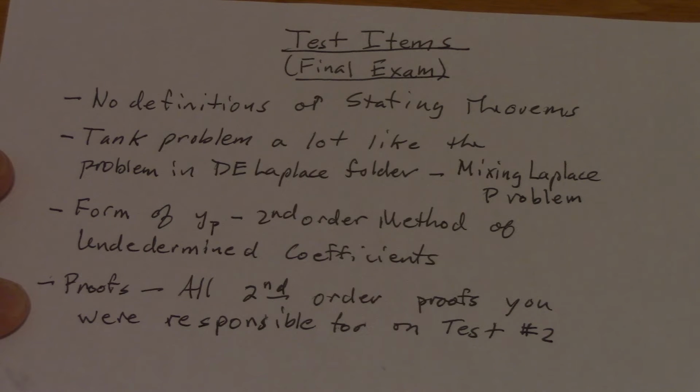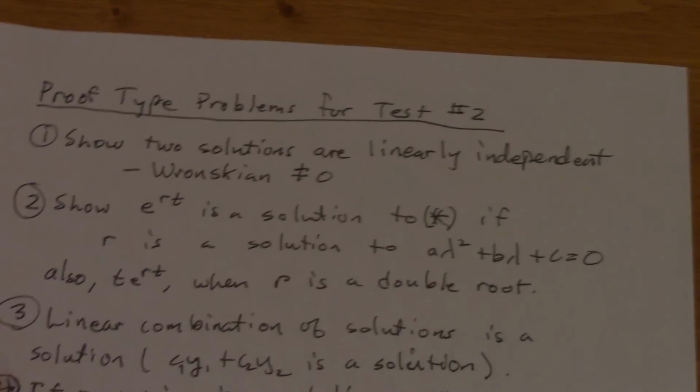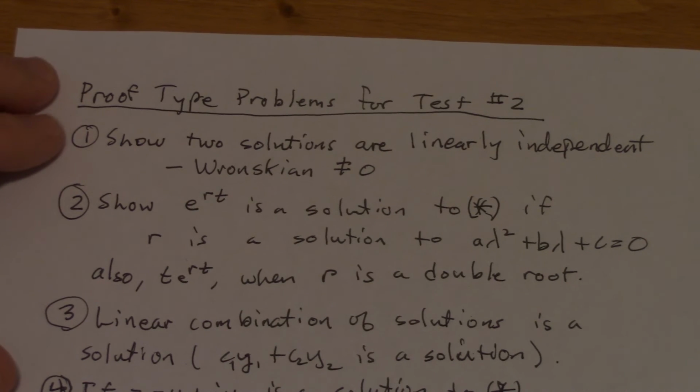proofs. The proofs are all going to be second order proofs that you were responsible for on test number 2. That's not saying I'm going to ask every single one of these, but the ones I will ask will be in this list. Okay, and specifically here I'll say proof type problems. So let me just go over the things you'll need to be able to do.